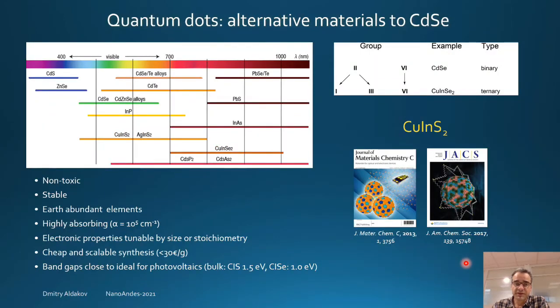And like this we can also get a very high quantum yield. Another example of non-toxic, less toxic nanocrystals is copper indium sulfide. This is what we call ternary nanocrystals, because it has three different atoms.